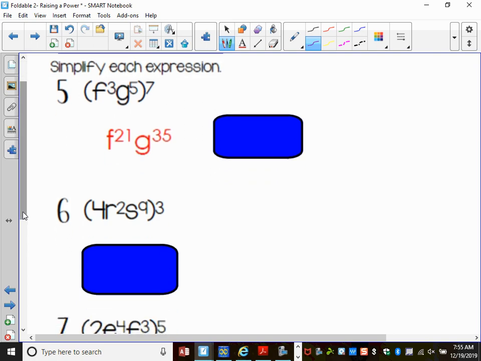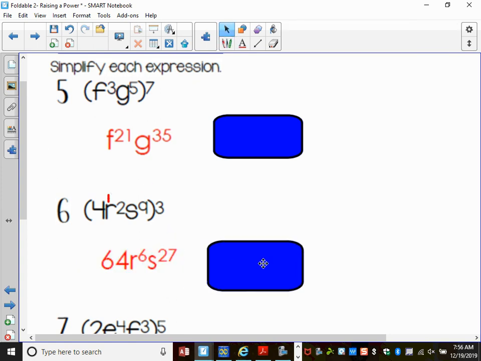So remember I said every number also has an exponent. When it's invisible, that exponent is a 1. So this is like 4 to the 1st, r to the 2nd, s to the 9th. Again, we'll take this outside power and multiply it by even the one that has the 4, which is a 1. So 4 to the 3rd, that's going to give us 64. And then we'll multiply 2 times 3 and 9 times 3.